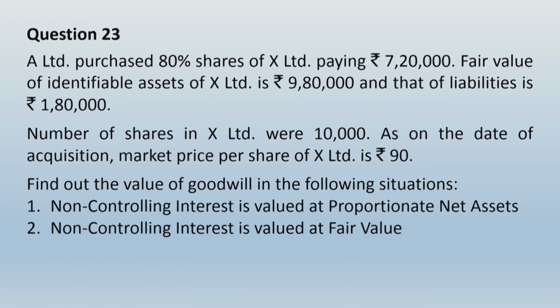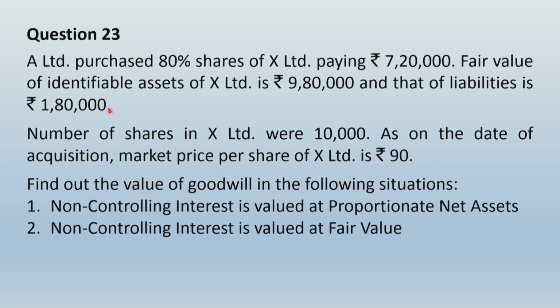Now friends, when you get a question like this, the first thing that you are going to do is to consider the fair value of the identified assets of the acquiree, which in this case is given as 9,80,000. Also consider the fair value of liabilities that you have taken over, that is 1,80,000. So assets minus liabilities, the net asset of the acquiree, that is X Limited, that you have taken over is 9,80,000 minus 1,80,000, that will be 8 lakhs.